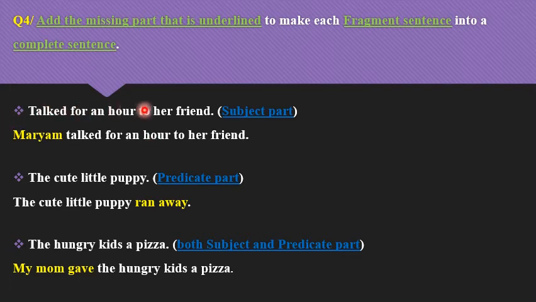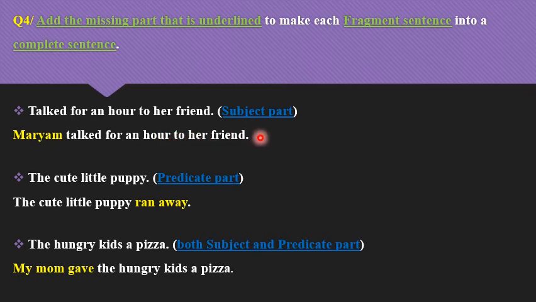Talked for an hour to her friend. So this is a fragment sentence. It's missing something. It's missing a subject part. I have to add it because that's what it's asking from me. So it's going to be like this. Look at the yellow. Miriam, I just brought a random subject, okay? You can do that as well. So Miriam is the answer. I'm going to add the subject part to this sentence in order to make it a complete sentence. I'm going to say, Miriam talked for an hour to her friend.